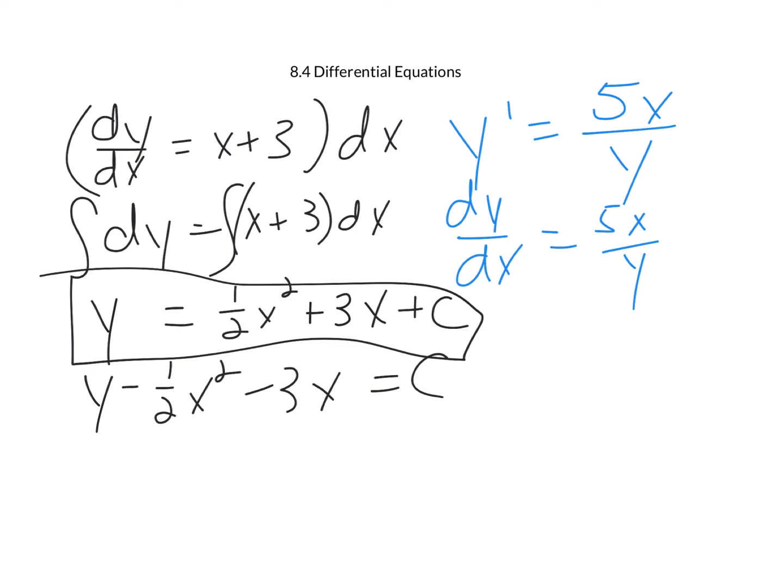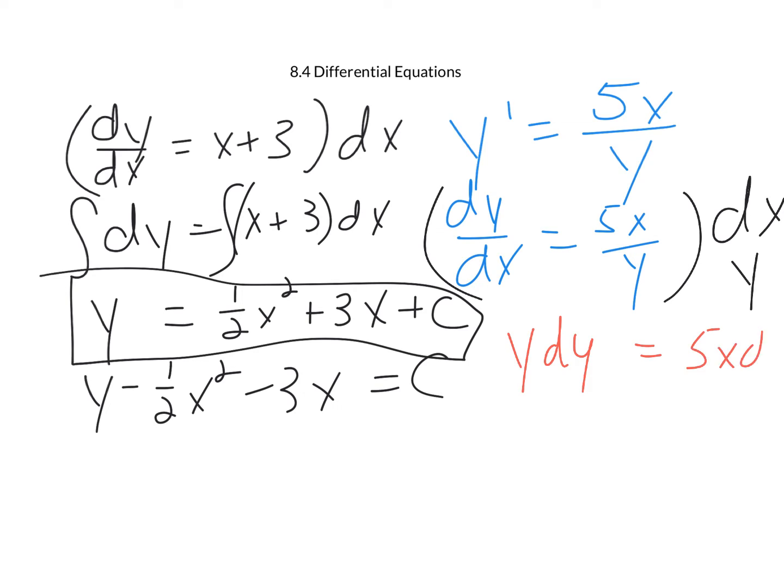Okay. So we have this one right here. y prime equals 5x over y. Same story as before. I'm going to multiply both sides by, excuse me, not dy, dx and y. Why? Because that's going to get me y dy over here. Let me use a different color just so it's clearer what I'm working on. I'll get y dy here equals 5x dx.